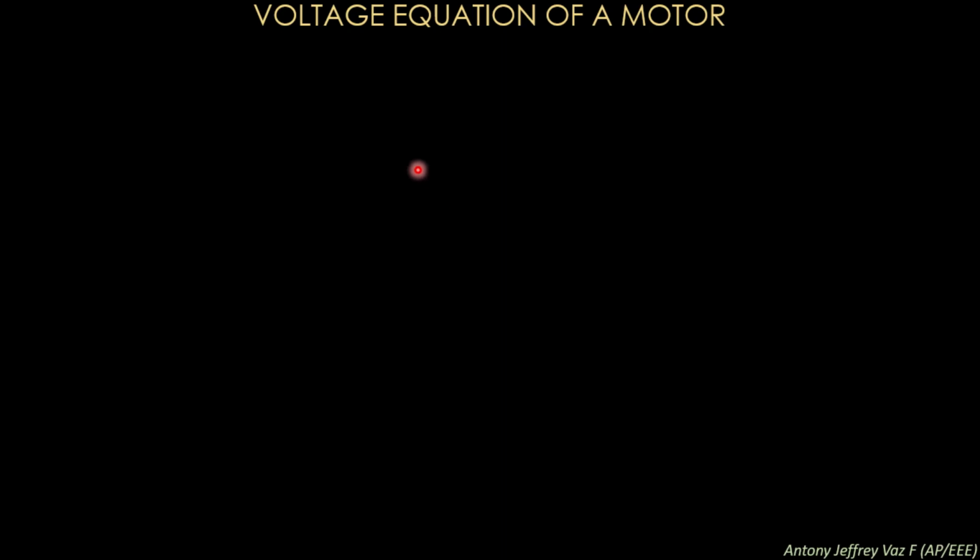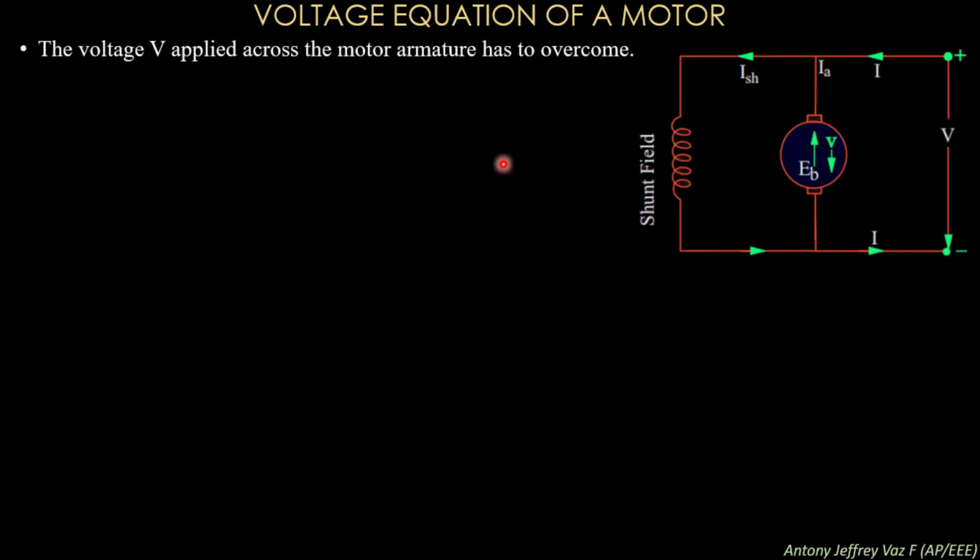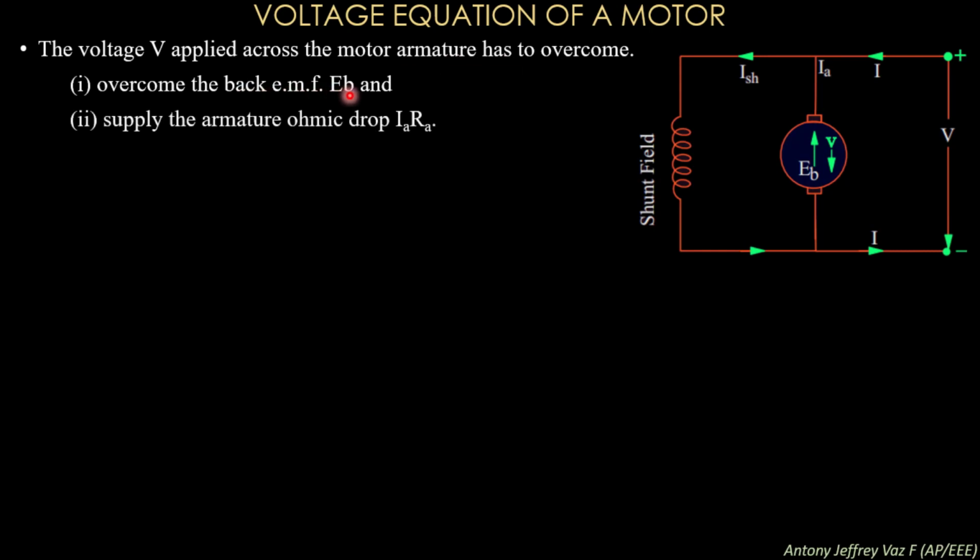Next, we are going to see the voltage equation of a motor. So here is a motor. This is a DC shunt motor. The voltage V applied across the motor armature has to overcome the back EMF EB and supply the armature ohmic drop IaRa. So this is a shunt motor. Don't worry about what a shunt motor is, we will see it in the types.